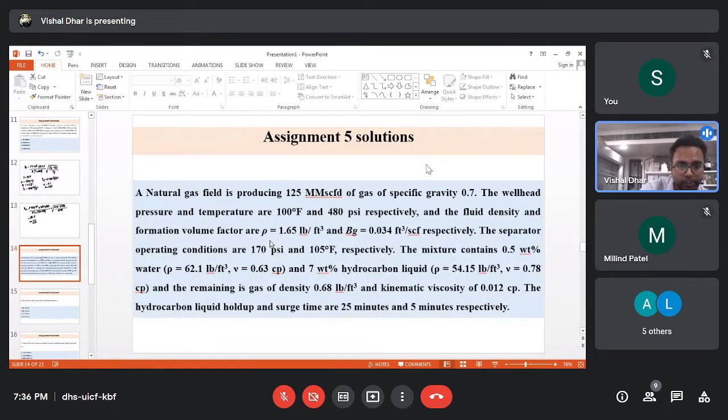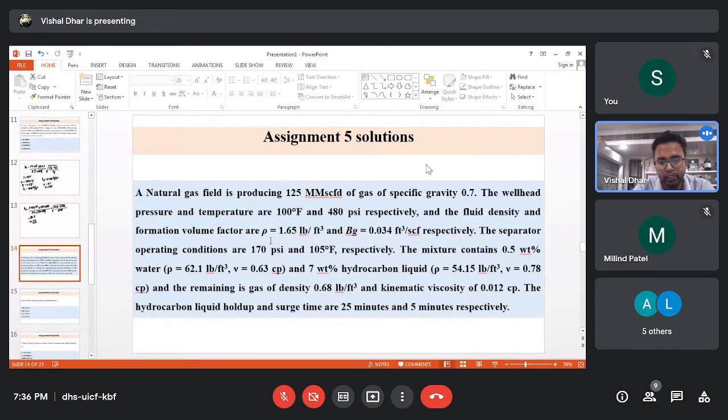So the next question is, a natural gas field is producing 125 SCF per day of gas of specific gravity 0.7. The wellhead pressure and temperature are 480 psi and 100 degree Fahrenheit respectively, and the fluid density and formation volume factor are 1.65 lb per feet cube. This is the density, and the formation volume factor is 0.034 feet cube per SCF respectively. The separator operating conditions are 170 psi and 105 degree Fahrenheit respectively.